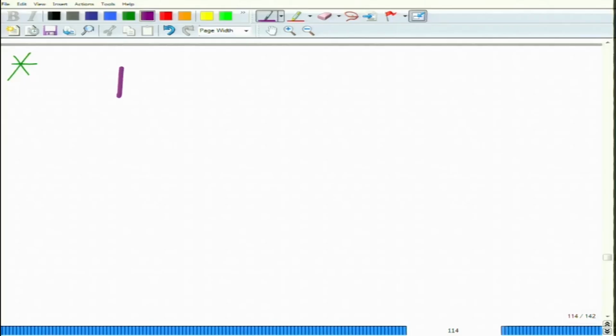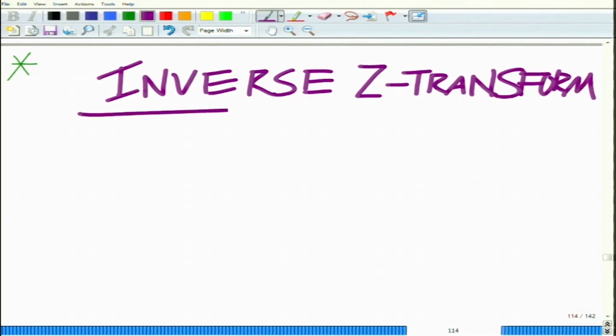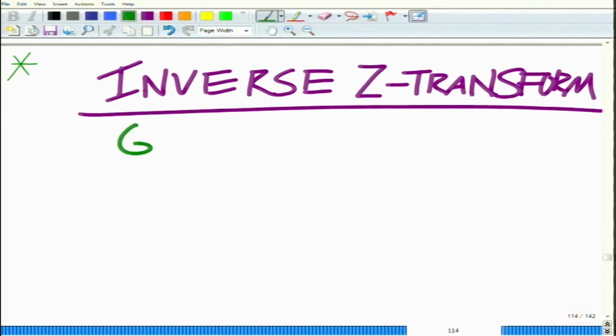So, we are looking at the Z transform. Let us continue our discussion on the Z transform, and look at another technique to compute the inverse transform. This is known as the general inversion method. So, this is the inverse Z transform. What we want to look at is a technique to compute the inverse Z transform through what is known as the general inversion technique.